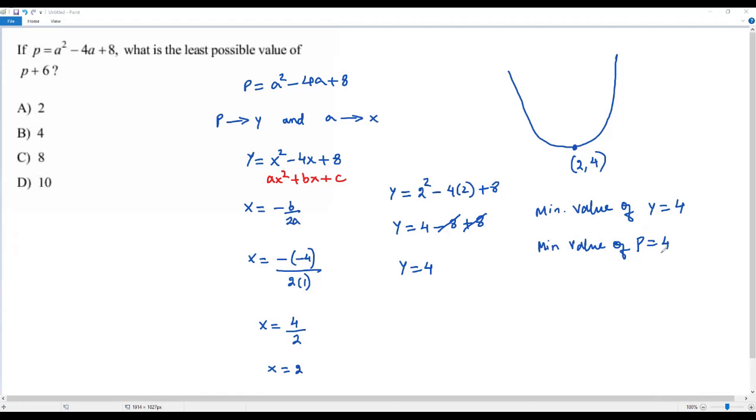If the minimum value of p is equal to 4, then what is the minimum value of p + 6? For that, we have to add 6 to both sides of this equation. Let me do it. p + 6, 4 + 6, then we get p + 6 equals 10. Therefore, the minimum value of p + 6 is 10, and we find this 10 in answer choice D. The correct answer choice for this question is D.